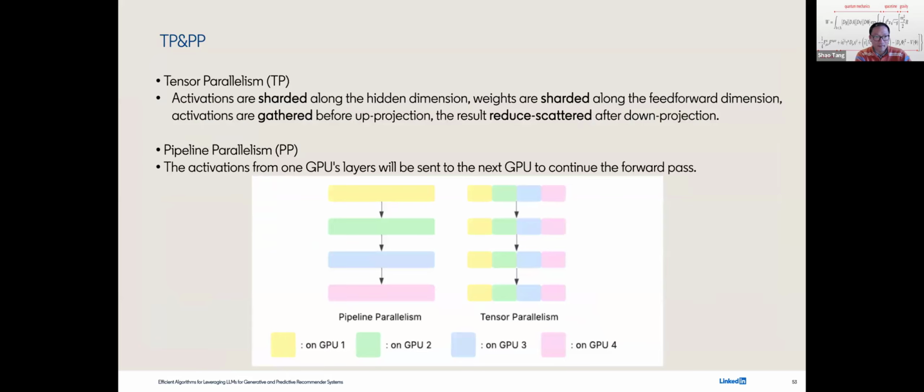For tensor parallelism, activations are sharded along the hidden dimension, and weights are sharded along the feed forward dimension. Activations are then gathered before up projection. The results are reduce scattered after down projection. And for pipeline parallelism, the activation from one GPU will be sent to the next GPU. So the pipeline paradigm is where you distribute the different layers to different GPUs, and the tensor paradigm is block matrix computation across different GPUs.